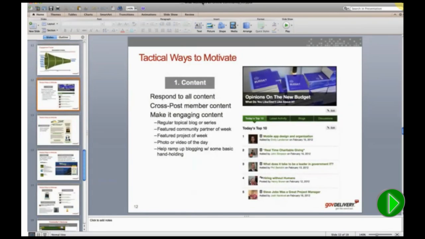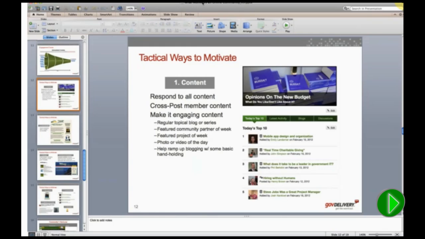Okay, so this is the first slide I wanted to use to give people some really tactical ways to motivate people in their online community. The first one, and I think there's probably 8 of these tactics, is content. This is something that GovLoop does exceptionally well and spends an enormous amount of time thinking about: what content can it feature and create and promote and help the people who are interested in blogging in the community. What is the content that is going to be most interesting to other people?